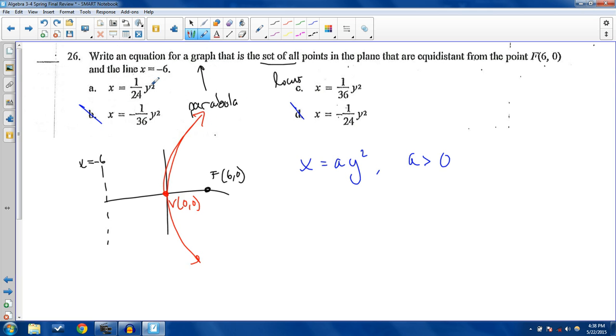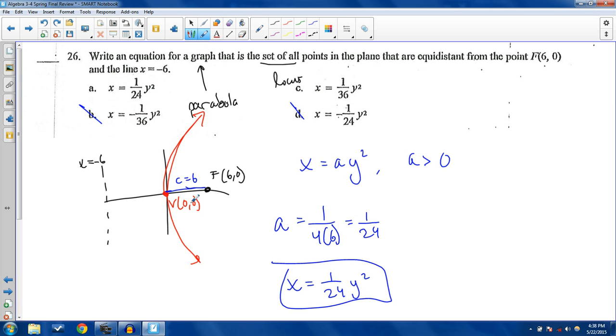The rest is figuring out what your stretch factor is, and that's based on the relationship with a and c. This distance here is c, and that's 6, the distance from vertex to focus. So if c is 6 and a is 1 over 4c, that's 1 over 24. So your equation is then x equals 1 over 24 y squared. And your vertex is at the origin, which is why there's no shift. So your final answer ends up being A, as the packet also agrees.